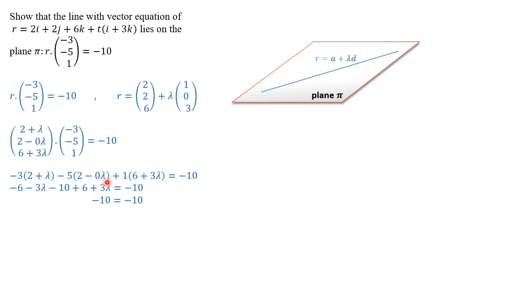So for any value of the parameter that we put in, all of the points are on the plane. The points which are on the line are also on the plane, which means the line lies on the plane. Since the equation holds for any value of the parameter, the line lies on the plane. Therefore, we have shown that the line lies on the plane.